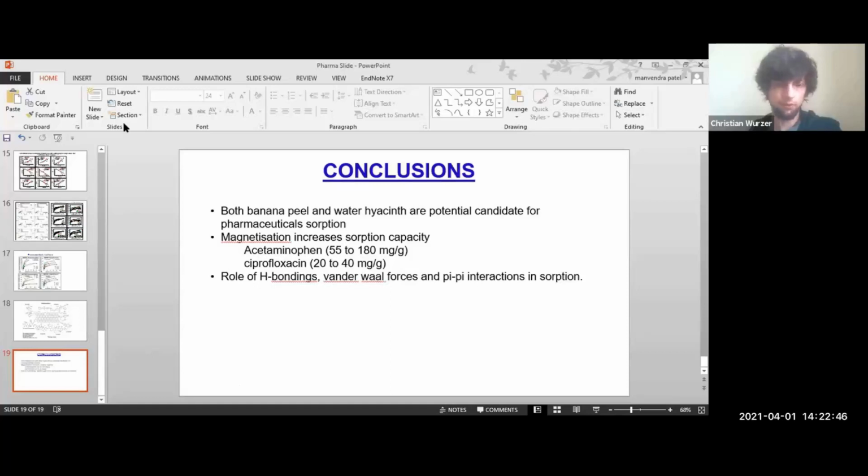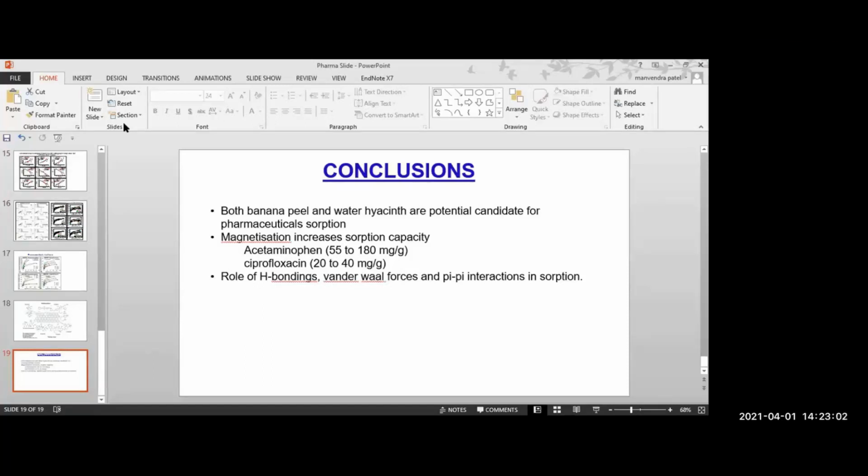And I also have a question, because you said that the magnetization increased the sorption capacity. So how did the magnetization influence the biochar yield? Did you get a higher yield or lower yield, or how did that change?